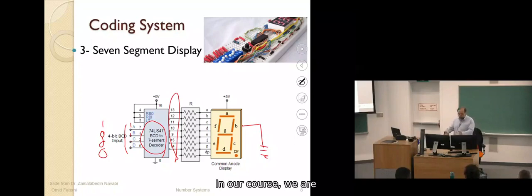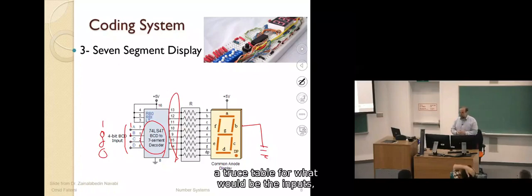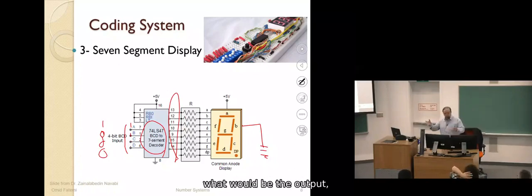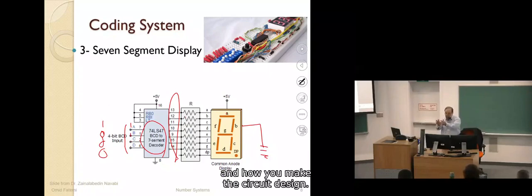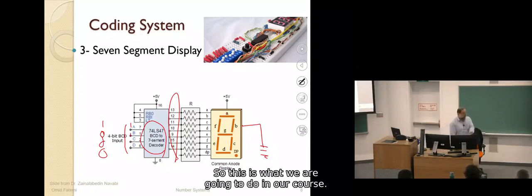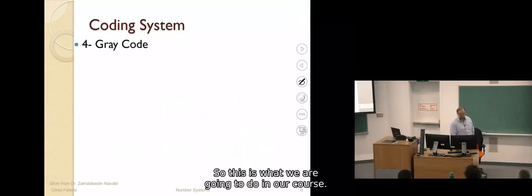In our course, we are going to design something like that. We have to build a truth table for what would be the input, what would be the output, and how you make the circuit, the design, so that this input generates that output. With the other input, it generates another output, and so on. So this is what we are going to do in our course.